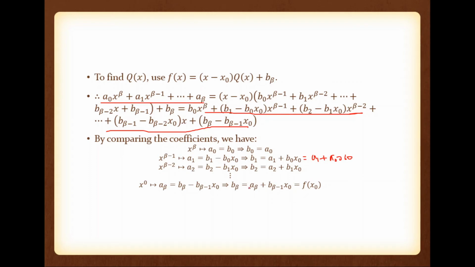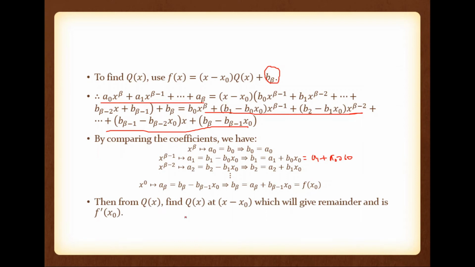And the interesting thing is, this b beta is nothing but f of x0, the first remainder. This term is the remainder of f of x, so that is f of x0. Now you can see that we have b0, b1, b2, etc., up to b beta-minus-1, which are the coefficients of q of x. Means we have q of x. So from this q of x, we can find the remainder, that is f dash of x0.